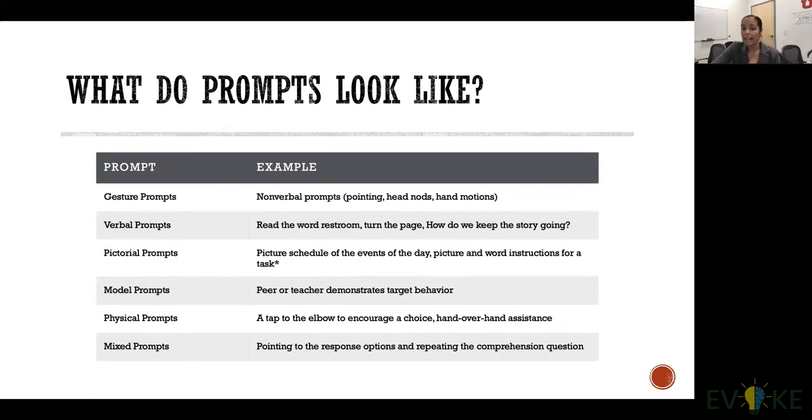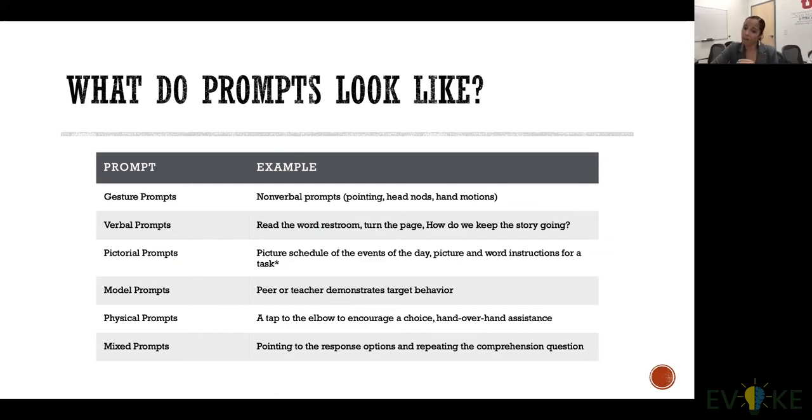So the next prompt is pictorial or visual prompts. An example of this might be simply having visuals to prompt the child, or even just having picture schedules of the events of the day for the child to know what's happening next and sort of how to proceed throughout the day. Model prompts, examples of these include a peer or teacher demonstrating a target behavior.